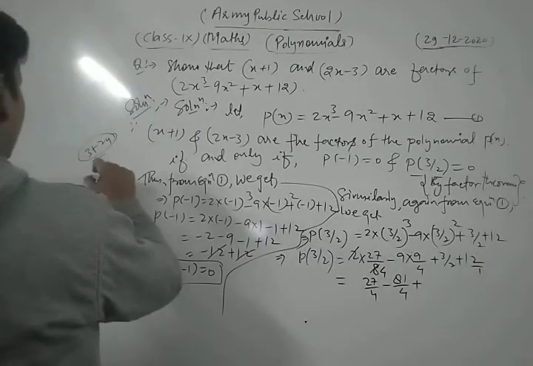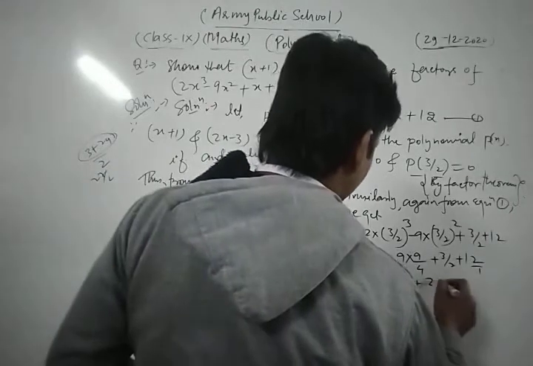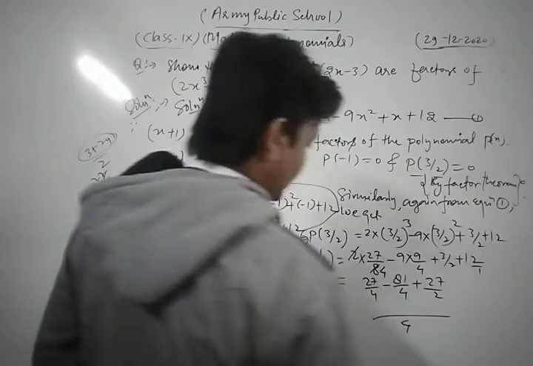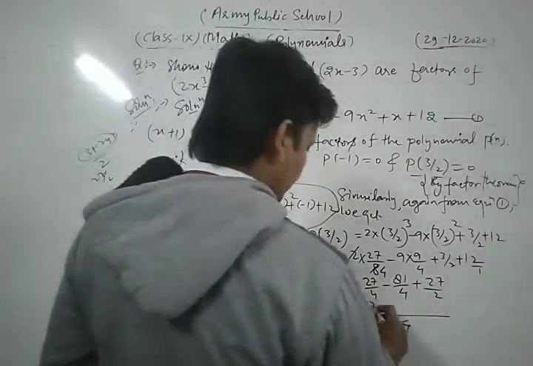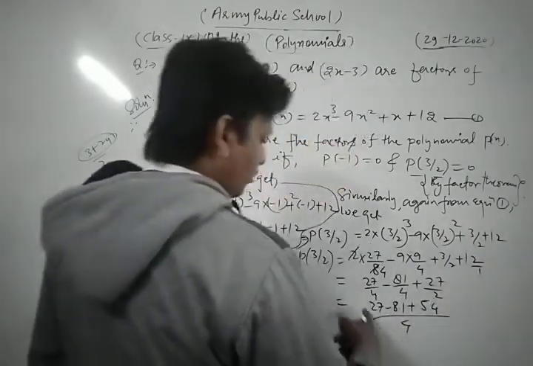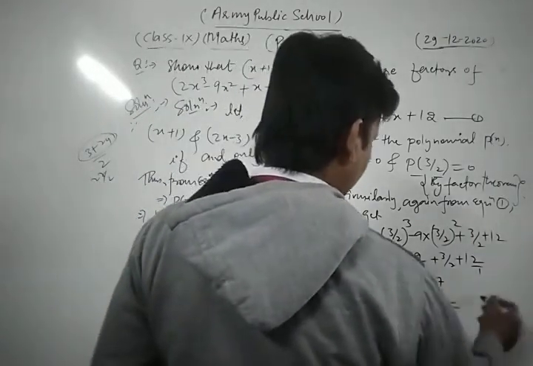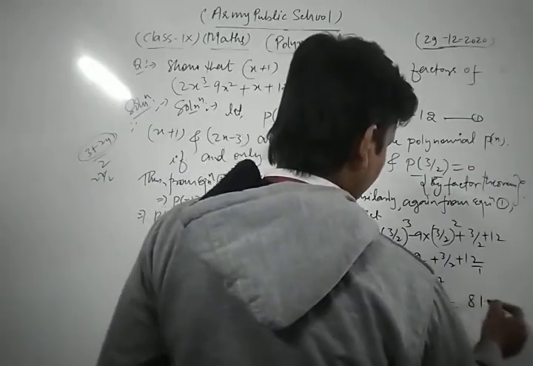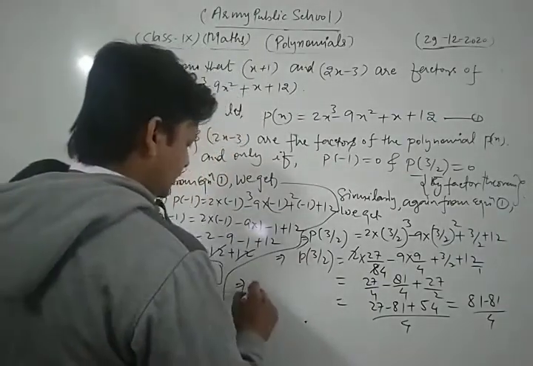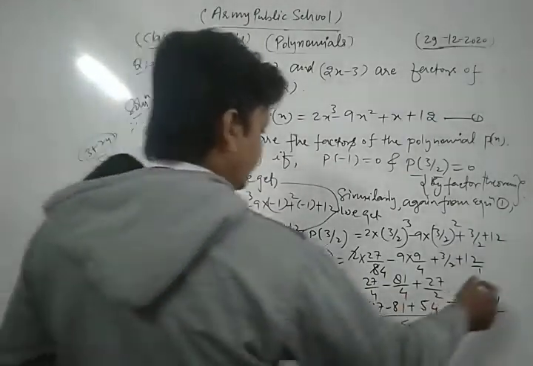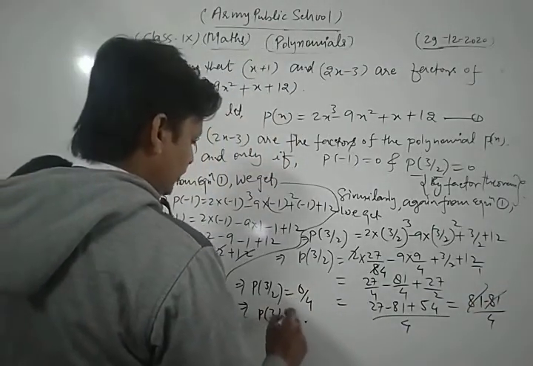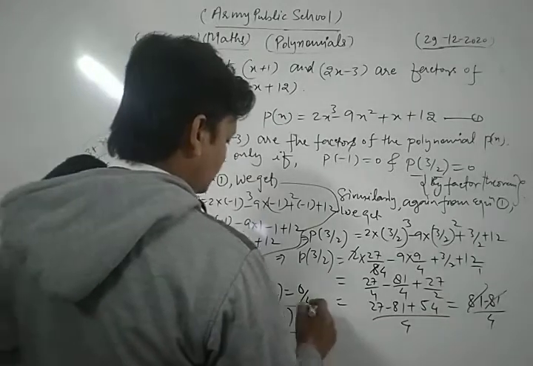This is 27 by 2. Adding them, we get 27 by 2. Now we take 4 as LCM, so we get 27 minus 81 plus 54. Now 54 plus 27 is 81, minus 81 by 4. So p of 3 by 2 is equal to 81 minus 81, they cancel each other, so we get 0 upon 4. That is p of 3 by 2 is also equal to 0. 0 upon 4 means 0.